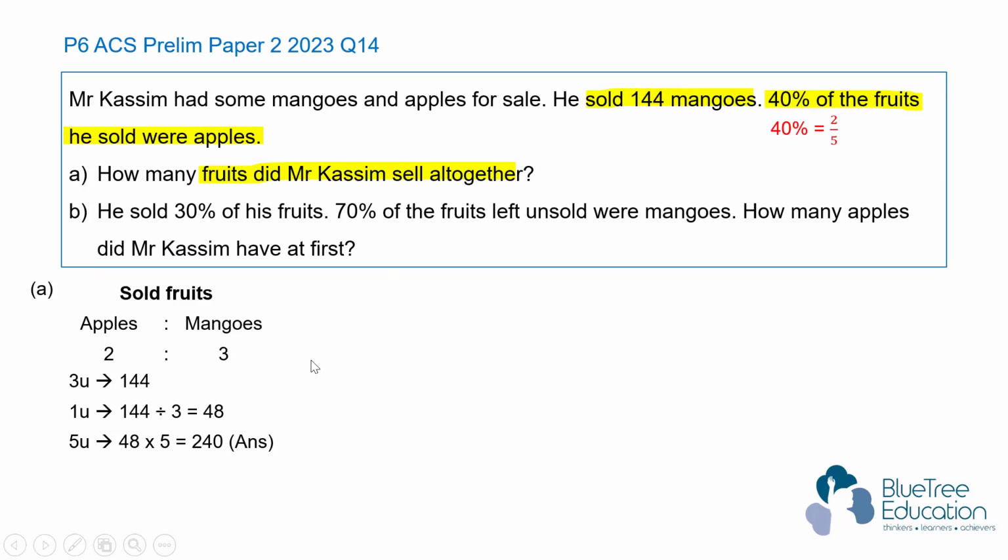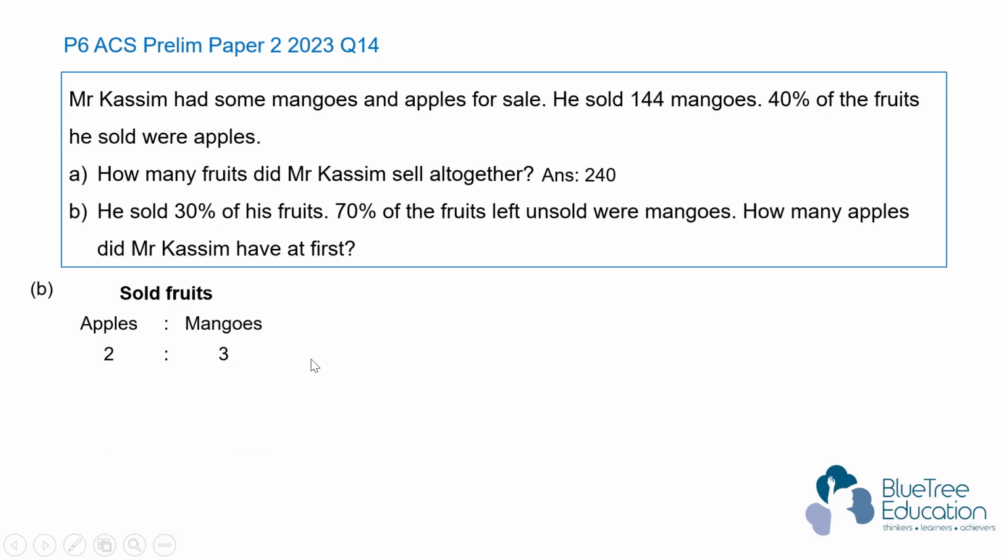Now, let's take a look at part B. He sold 30% of his fruits. 70% of the fruits left unsold were mangoes. How many apples did Mr. Kasim have at first? It looks like we have a lot more information here.